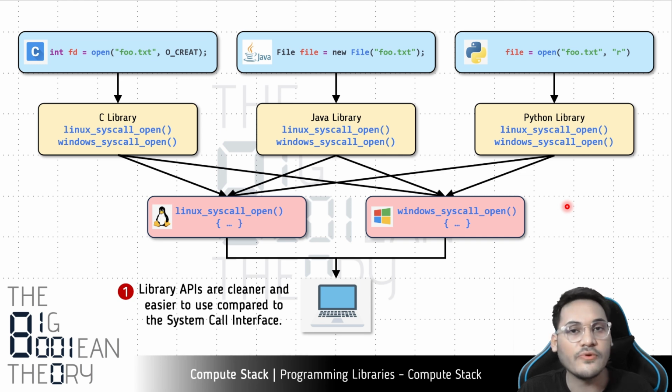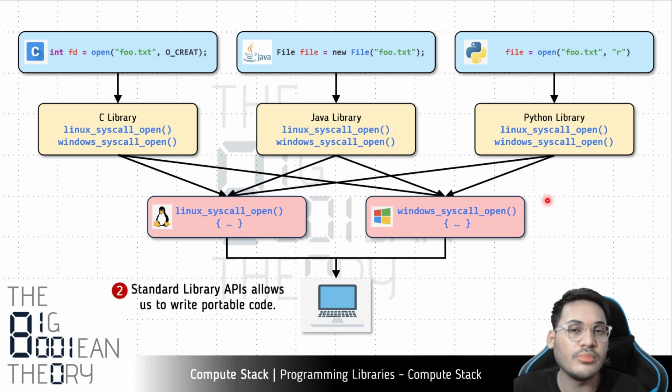Instead of using that, we can use the APIs that are exported by these library functions. They look very much like normal functions, right? That is why the library APIs are very easy to use as compared with the system call interface. So this is one of the major upsides of using the programming interface compared to the system call interface.